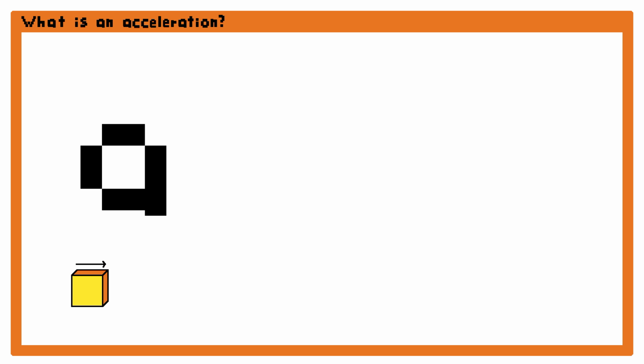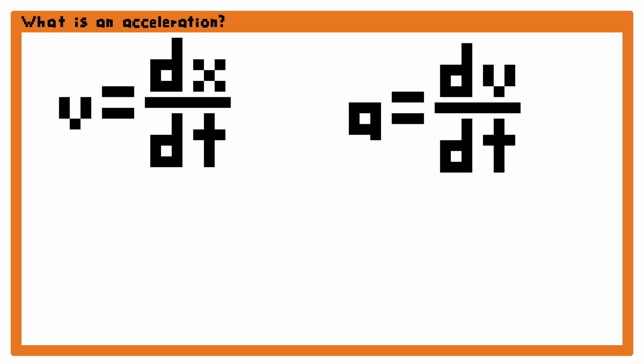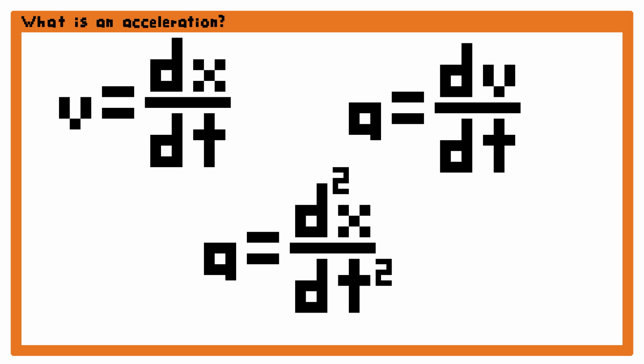One important thing to note is the relationship between position, velocity, and acceleration. Velocity is the derivative of position with respect to time, meaning that velocity describes the rate of change of position. And in the same way, acceleration is the derivative of velocity with respect to time, meaning that acceleration describes the rate of change of velocity. Knowing this, we can say that acceleration is the second derivative of position, meaning that the acceleration describes the rate of change of the rate of change of position.